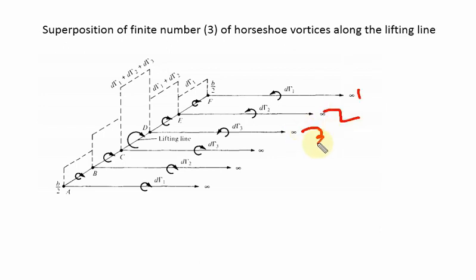In a similar way, you can find out the horseshoe vortices. Sorry, there is some confusion, so I will tell you further. This is for number 1: letter A to F. So A to F makes the first horseshoe vortex.